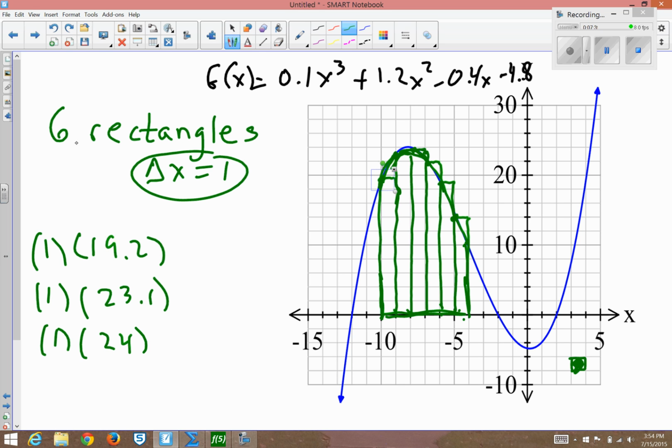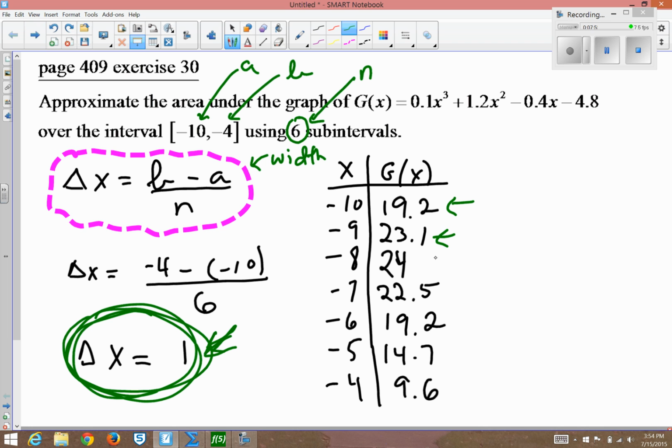So it's 3, with 3 more to go because it said 6 subintervals. The fourth rectangle, 1, 2, 3, 4, has width 1 because they all have width 1. And the length of the fourth rectangle is 22.5.